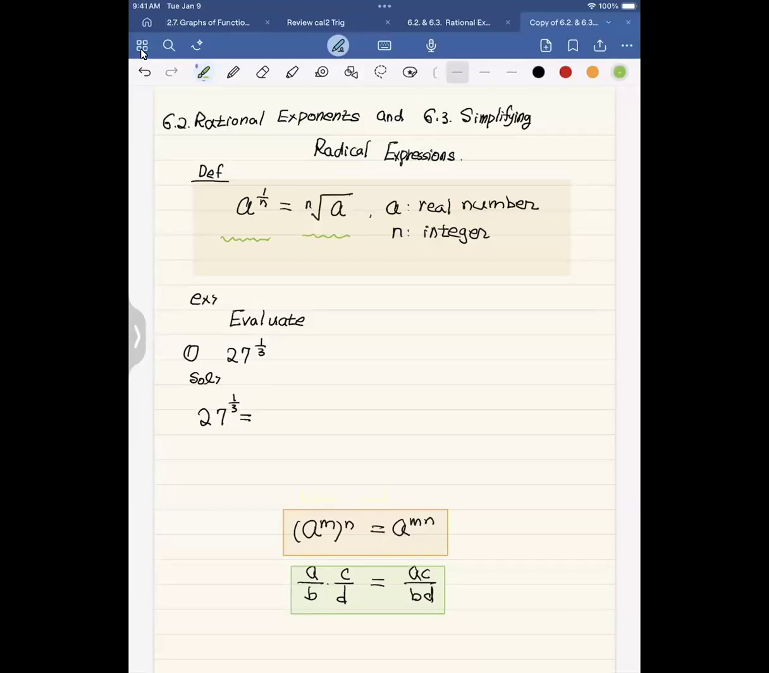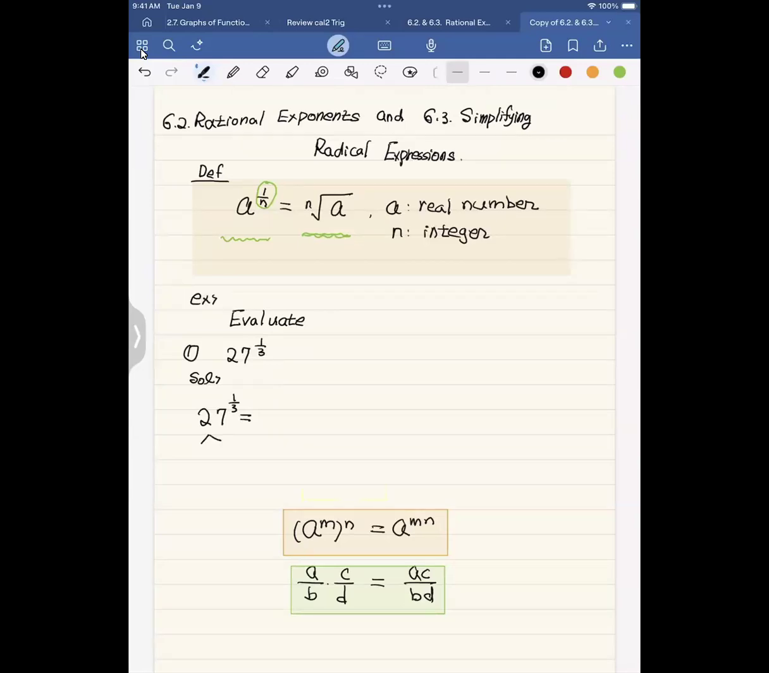In this section, we want to learn about rational exponents and simplifying radical expressions. Previously, we learned that the nth root of a is a to the 1 over n power. Let's use it and calculate the value of 27 to the 1/3 power.